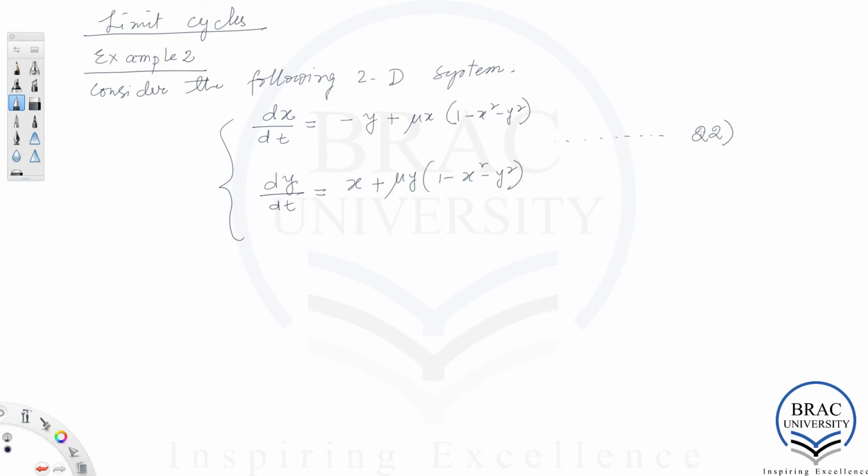Okay, so let me write this ODE first. dx over dt is equal to minus y plus mu x times 1 minus x squared minus y squared. This is one equation. And there is another, since it's a two-dimensional system: dy over dt is x plus mu y times 1 minus x squared minus y squared. This is equation number 22, where mu is a real parameter.